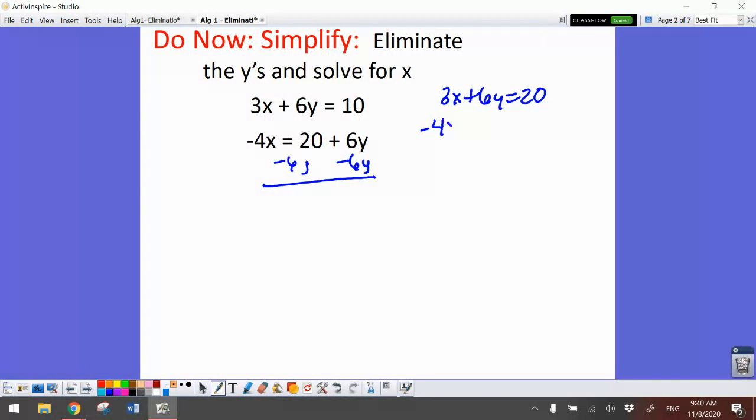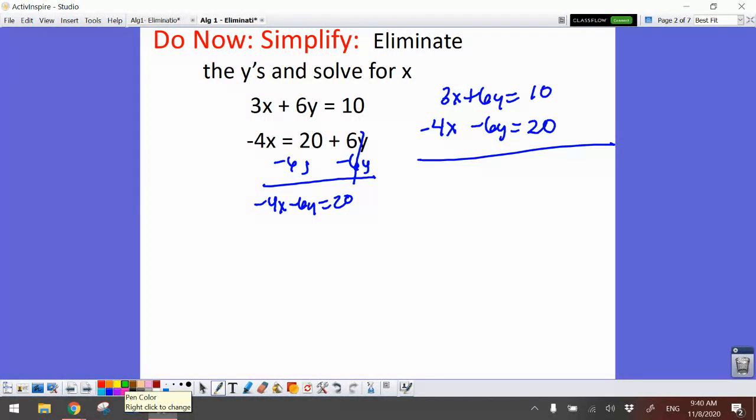And I have negative 4x minus 6y equals 20. Oops, I guess it would help if I made this a 10. Let me write the equation right here. Okay, 3x, 6y, and a 10. And if I move my 6y, that's gone. There is my second one. So there's my equation. All right, so if you think back to yesterday, we talked about how we needed to find additive inverses, and additive inverses were the opposites. So I can see that this one has a positive 6y and a negative 6y, so those are my additive inverses. I am going to cross them out, draw a line, and add down.